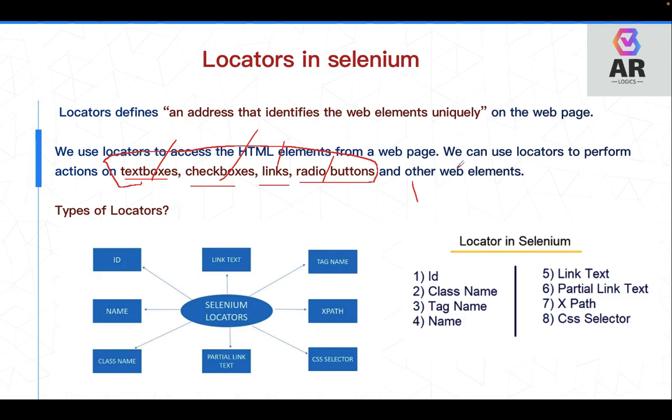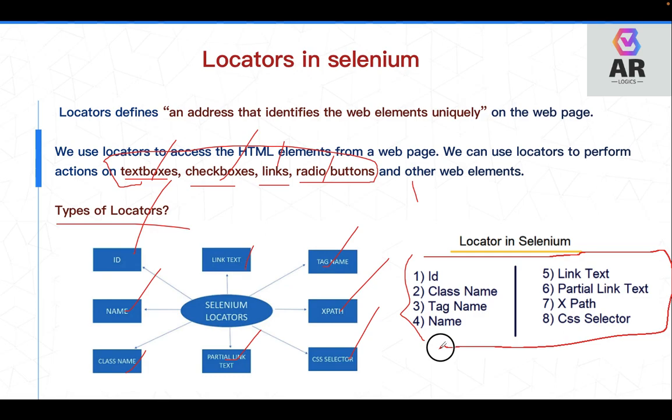We need to find the locators. The types of locators are: ID, name, class name, link text, partial link text, tag name, XPath, CSS selector. All these things are locators. There are 8 types.